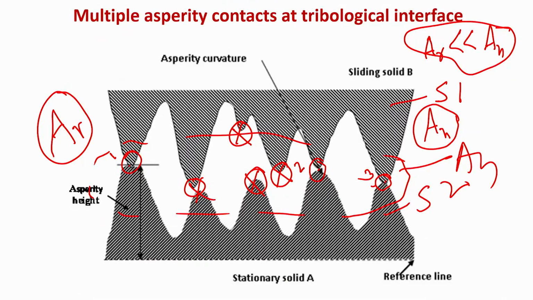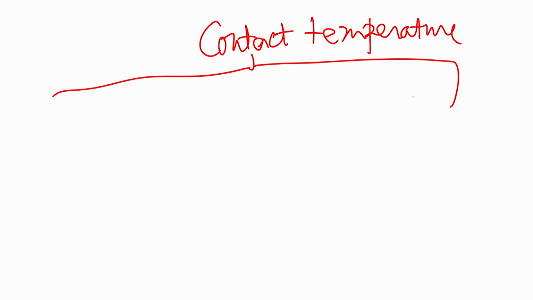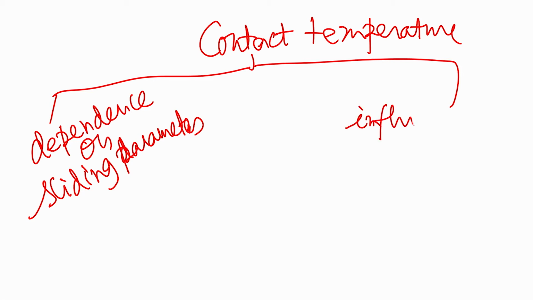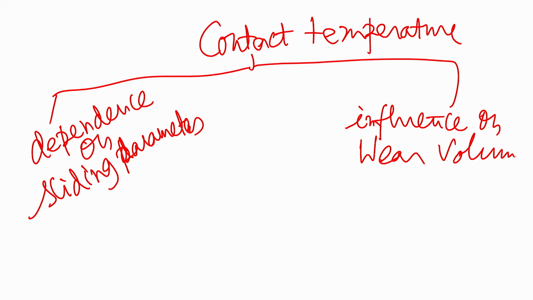So, overall what you learned is how this contact temperature can be determined. One thing is the dependence on sliding parameters, which is very important, that is, how this contact temperature varies depending on sliding parameters. And two, how this contact temperature also influences the wear volume. You can also find out the flash temperature, and from there how oxidation takes place, and then how it would influence the wear volume.